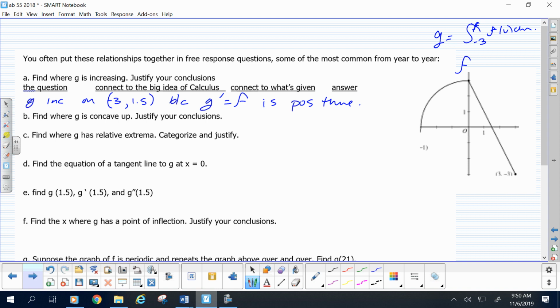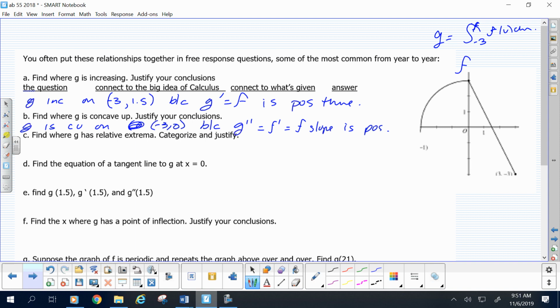-3 to 0. So we're going to say G. Be careful with your articles. Obviously, you don't want to say GF when you mean G, or G prime when you mean so on. So G is concave up on -3 to 0 because G double prime, which equals F prime, which equals F slope is positive. It would not be enough to just say because G double prime is positive. They didn't give you G double prime. You made an inference. You have to communicate that inference.